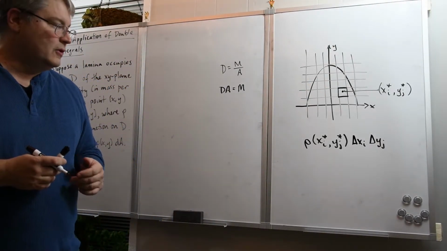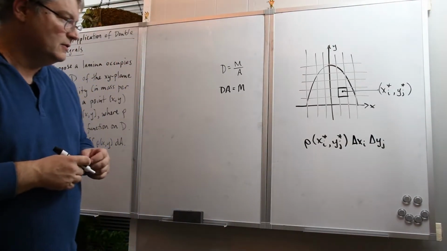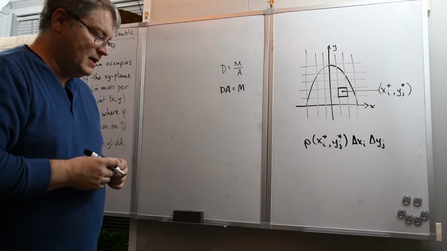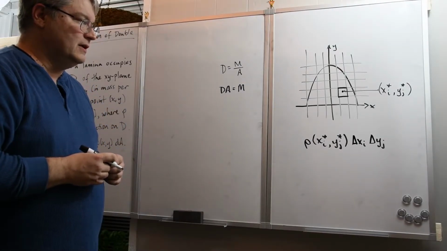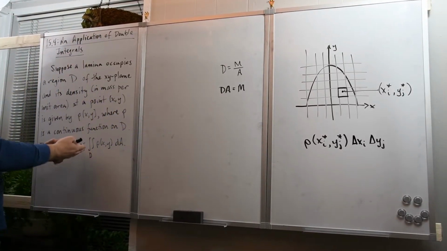Well, as we've seen before, take a double summation of this as i ranges from 1 to n, j ranges from 1 to m. Take the limit as m and n both approach infinity, and what you end up with is a double integral of your density function. It's going to look just like this.